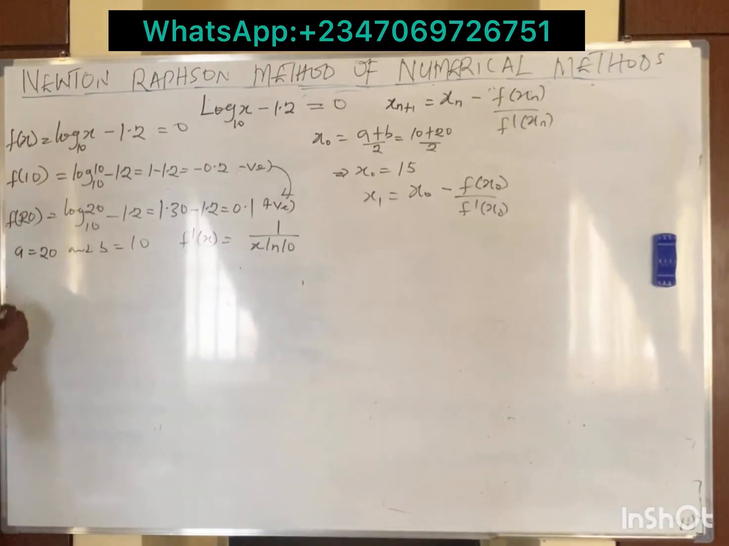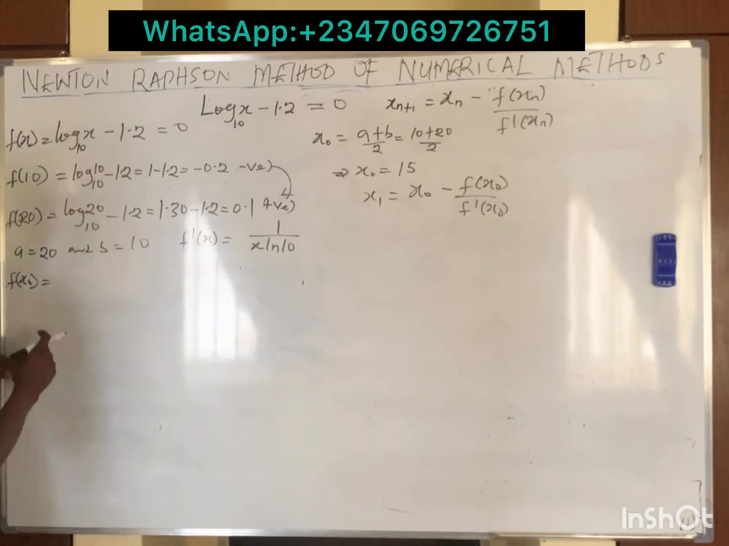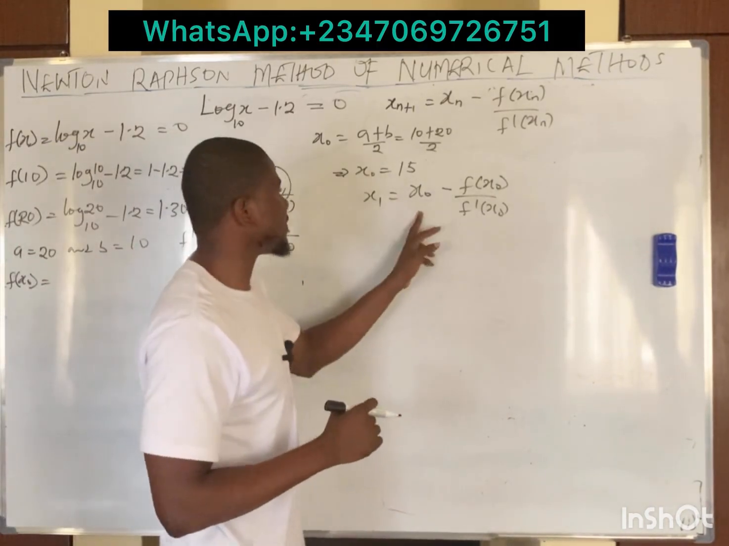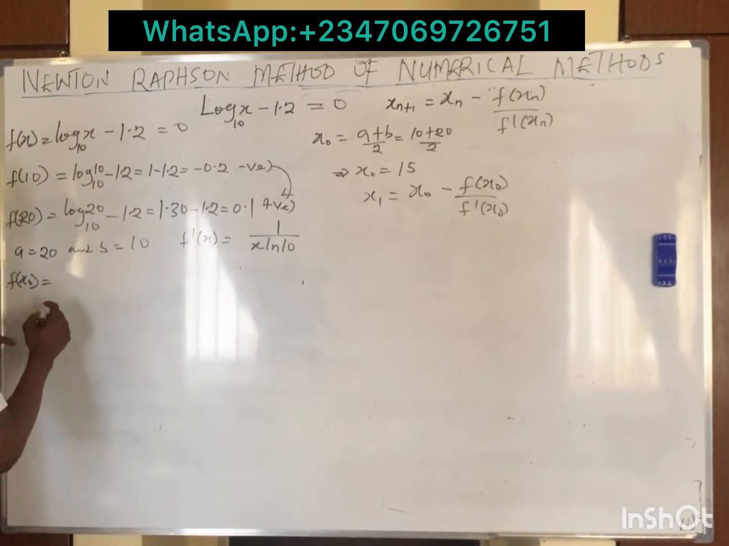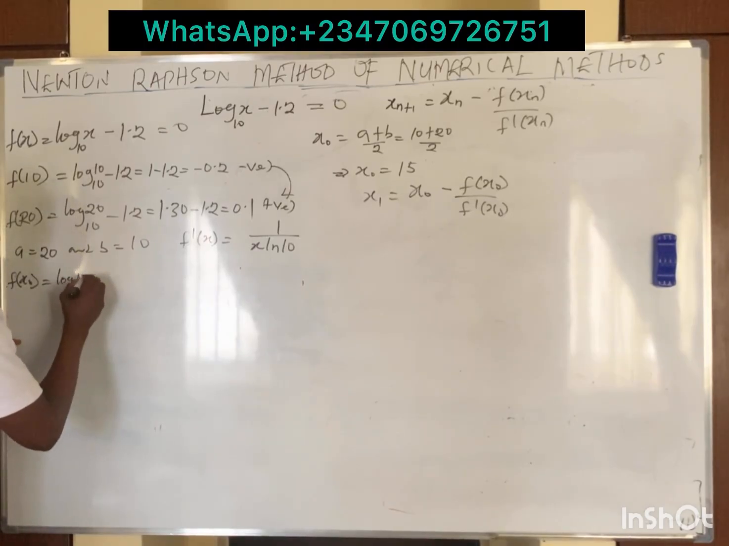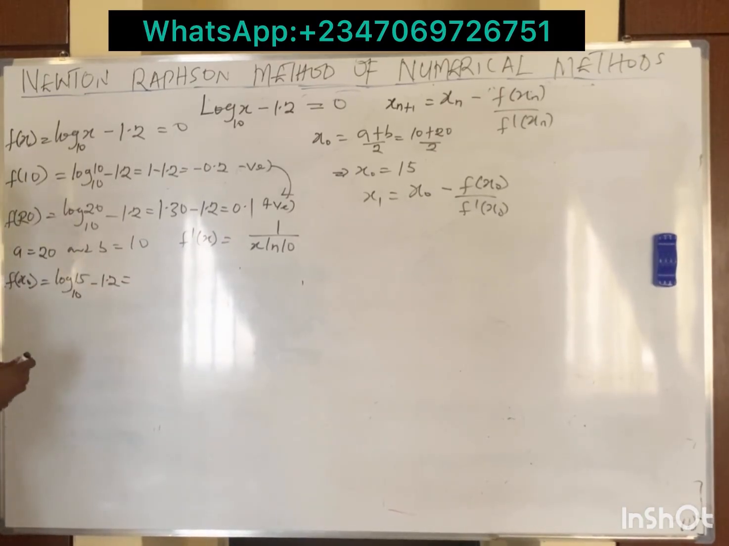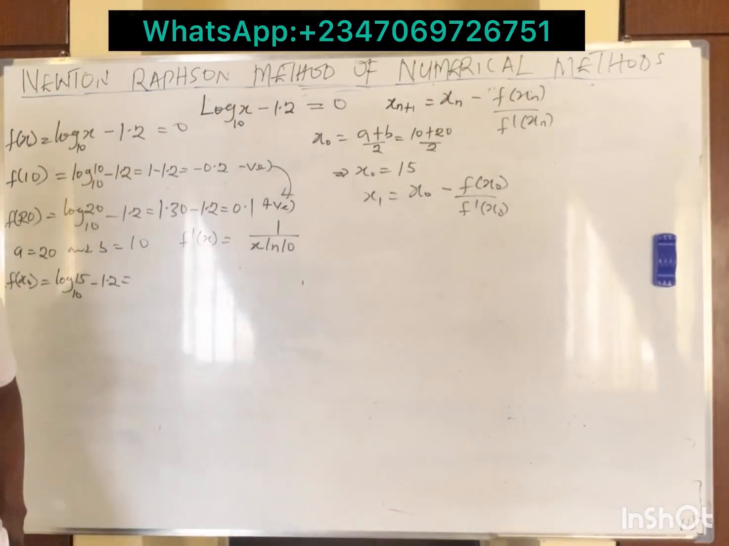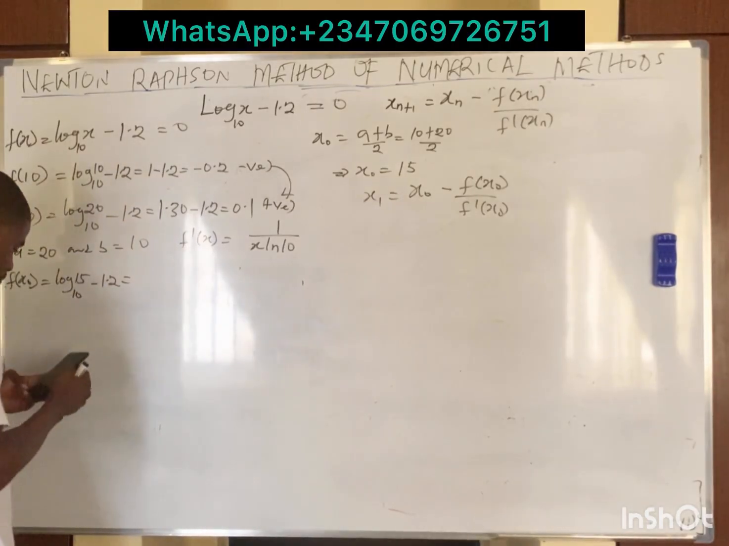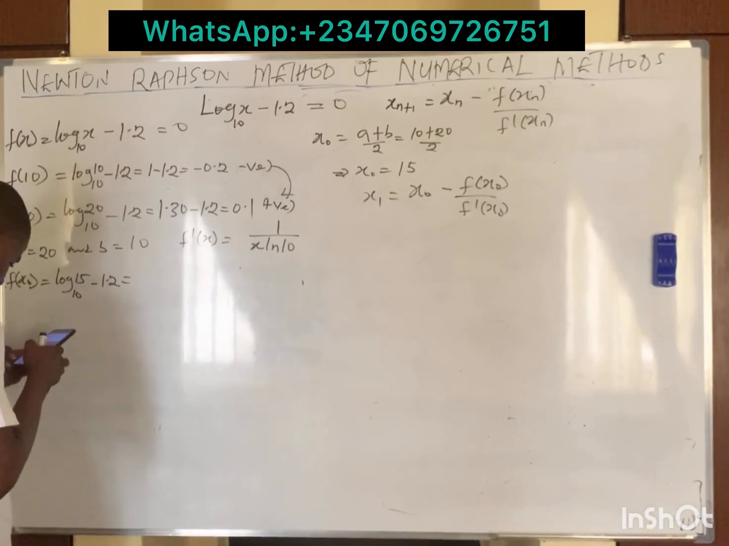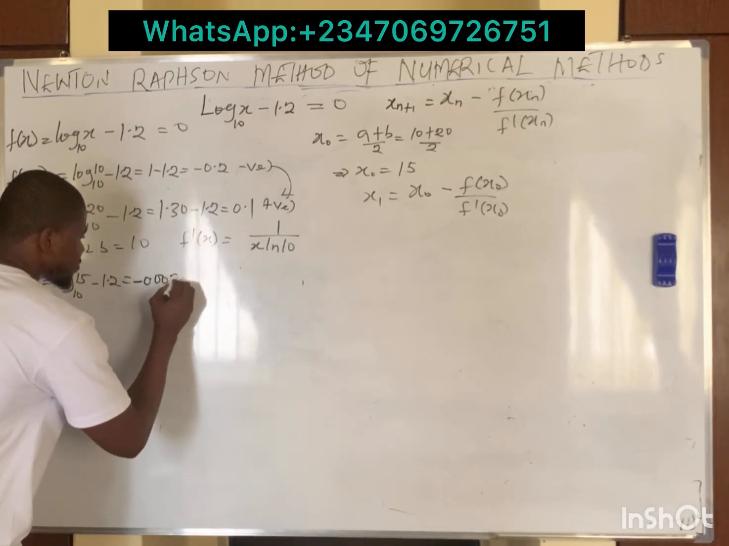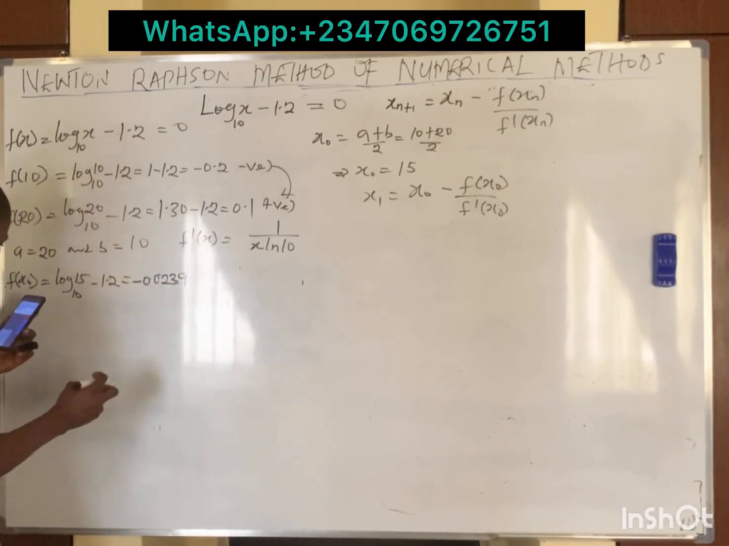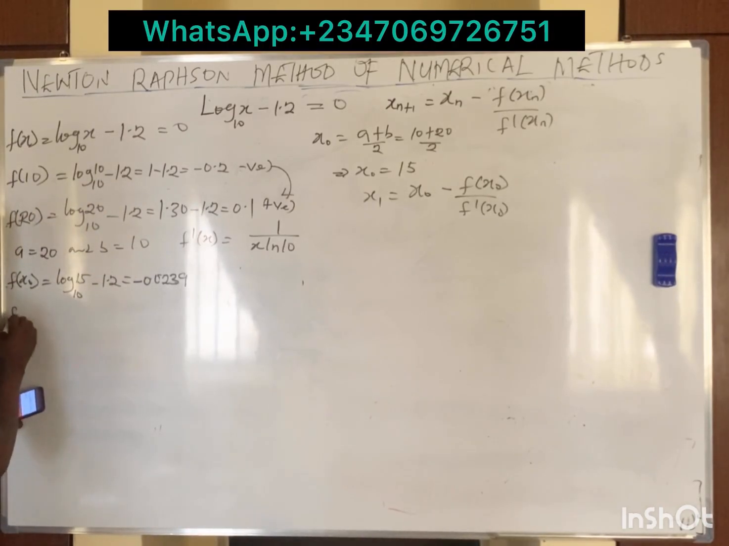Now let's find the value of the function f of x naught. Plug in the value of x naught, which is 15. Plug x naught into the function log x minus 1.2. So we have log to base 10 of 15 minus 1.2. I'm going to punch all this together just to save time. Do well to punch along with me to avoid any calculation error. So we punch log 15 minus 1.2. That gives us approximately negative 0.0239.